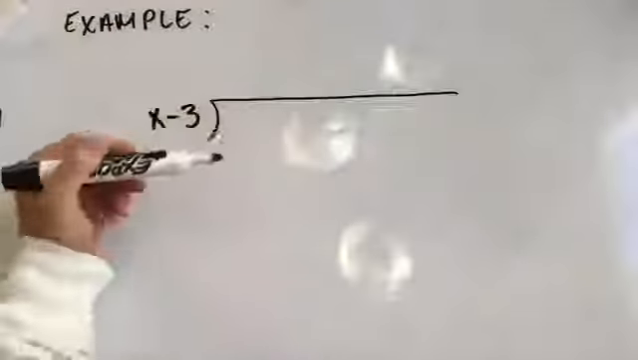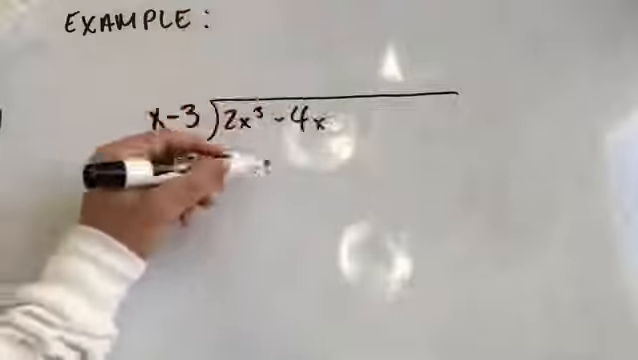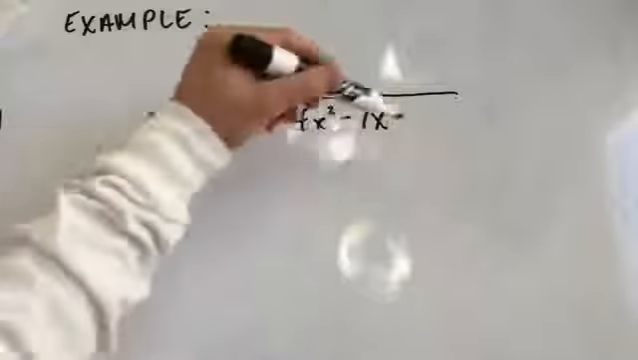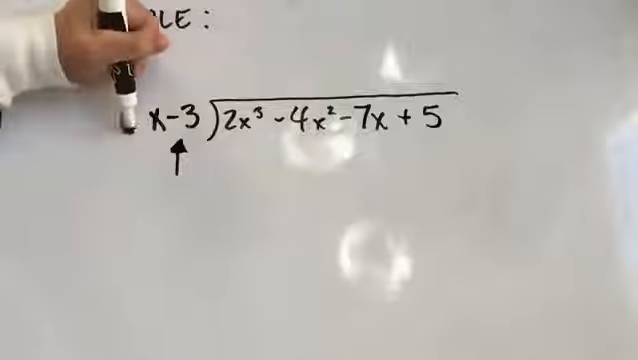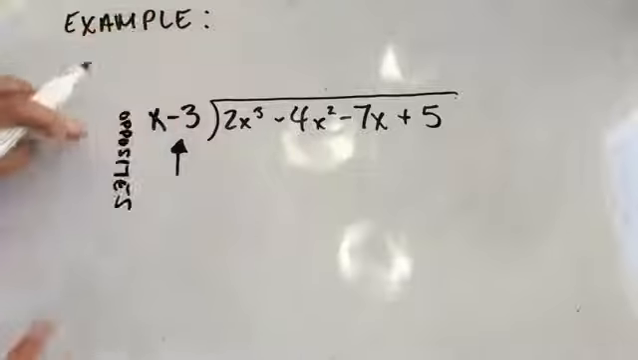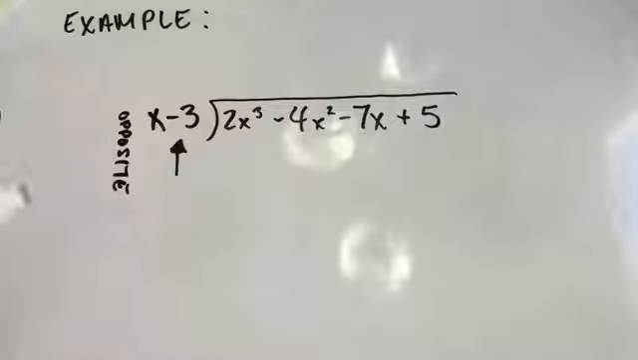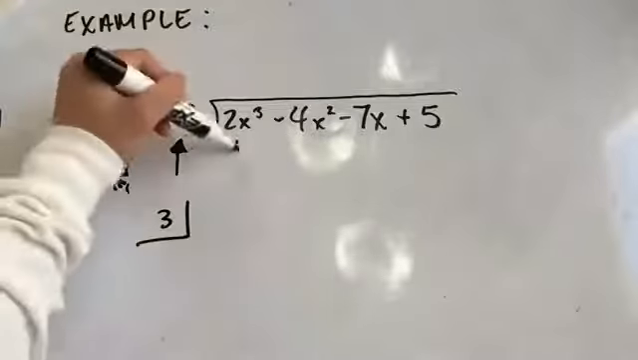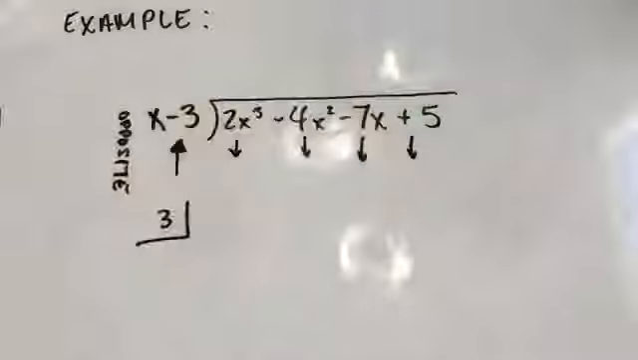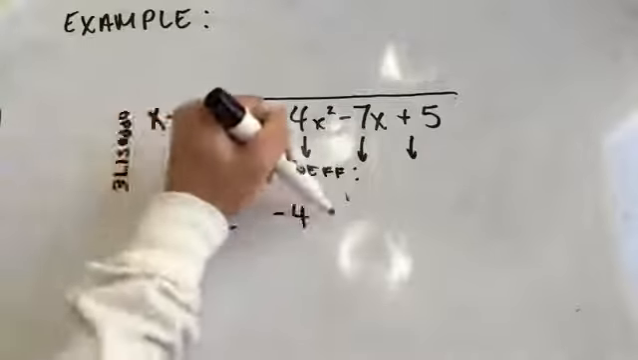Our first example is going to be 2x^3 - 4x^2 - 7x + 5 divided by x - 3. Now what we're going to have to do is take the opposite of negative 3. The opposite in this case would be 3. So we're just going to write 3 like that. Next we're going to have to bring down our coefficients, which are 2, negative 4, negative 7, and positive 5.